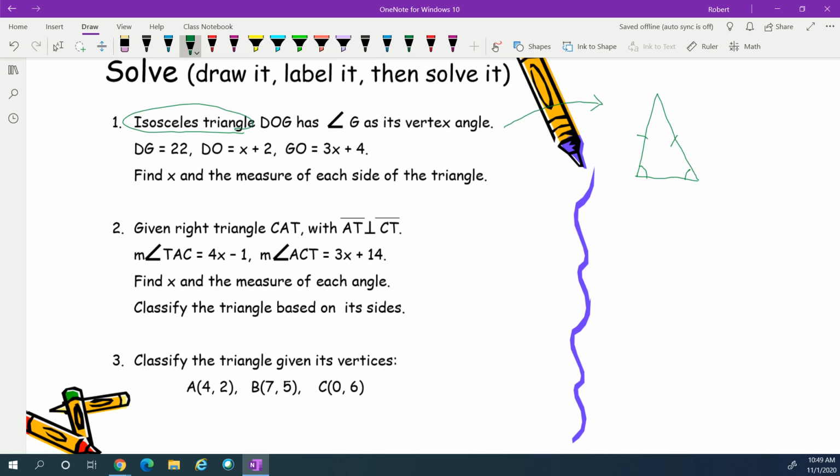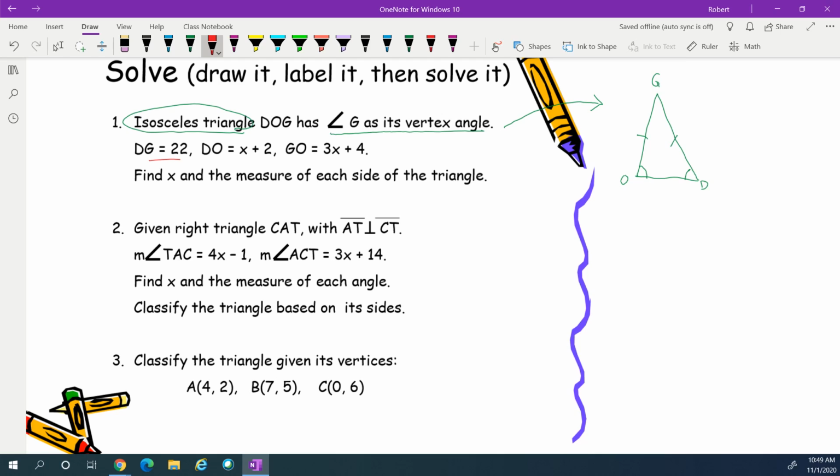So I know the three letters are D, O, and G. I don't know where they go, but if I keep reading, angle G is the vertex. Well, again, vocabulary. The vertex angle connects the two legs. So that one's G. Now, the other ones don't matter. They're congruent. So put O somewhere and put D on the other one. That's it. Now we can look at the information that they gave us and decide what to do.